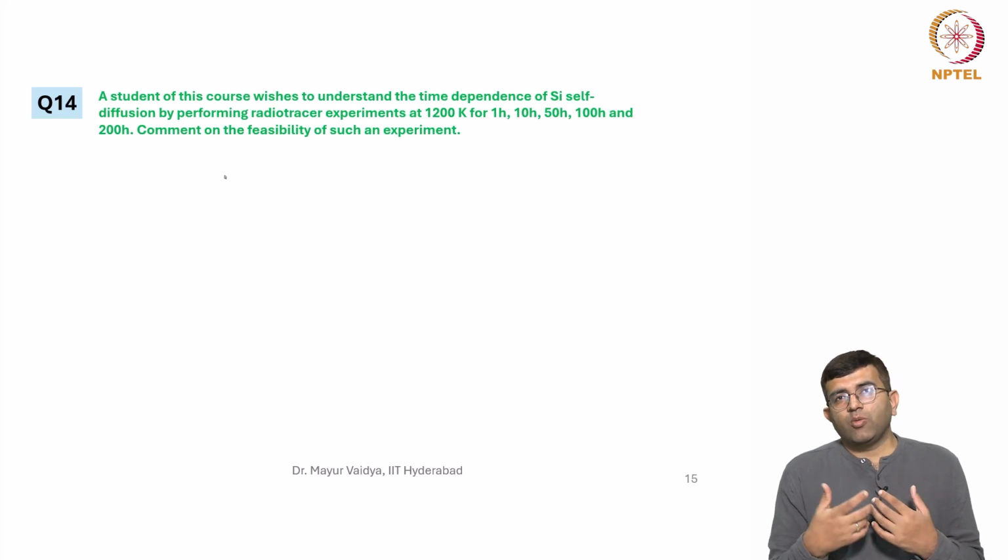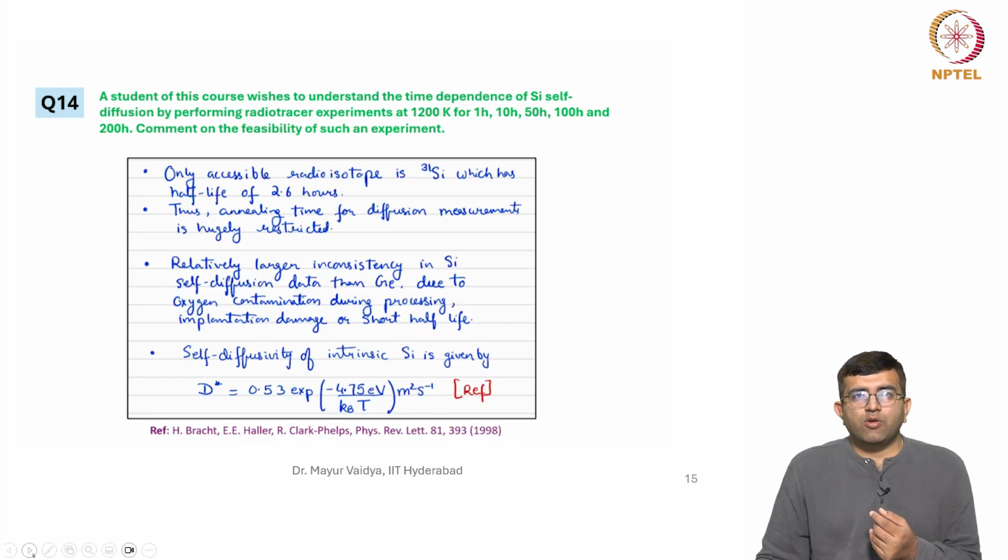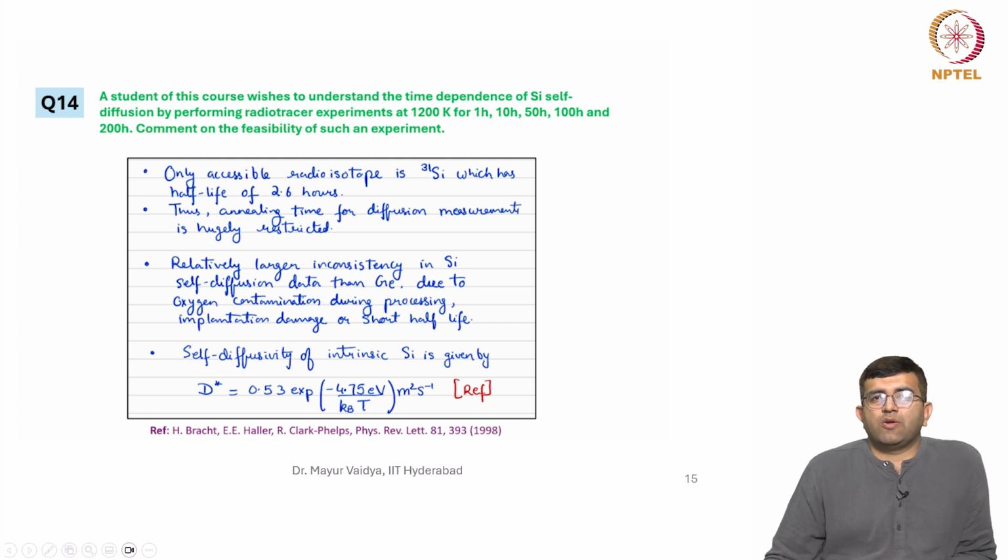Even if you still want to try, the bigger problem is what we have seen in the case of silicon. If you want to do the radiotracer experiment, the only accessible radioisotope is 31 silicon, which has a half-life of 2.6 hours. So all these longer-time experiments cannot be done, because by the time your diffusion annealing is over, all the radioactive silicon would have decayed. Therefore, the annealing times for measurements in silicon diffusion are extremely restricted.